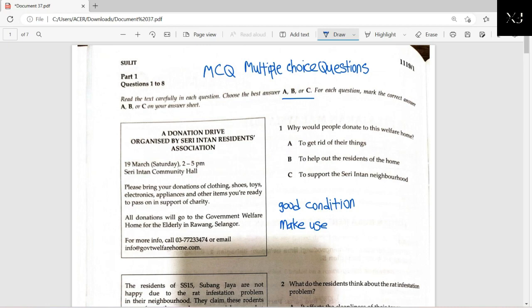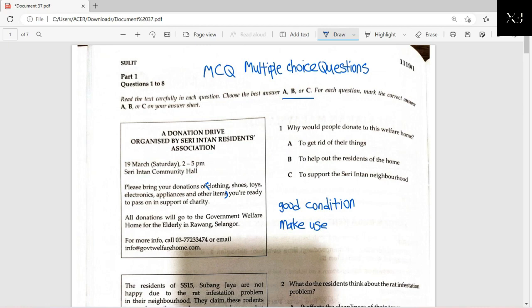Okay, so here they suggested the list of items, the list of things that you can consider to donate. So all donations means like all the money or all the items will go to the government welfare home for the elderly in Rawang, Selangor. Oh, okay, so it's gonna go to the old folks home. For more info, so info is actually short for information. Call this number or email this email. Yeah, I'm too lazy to read.